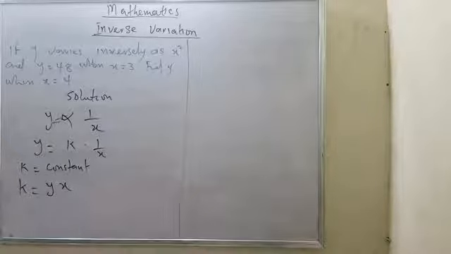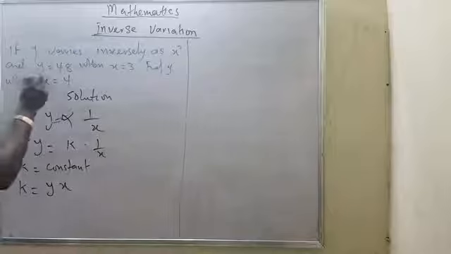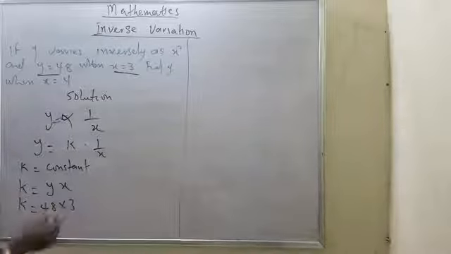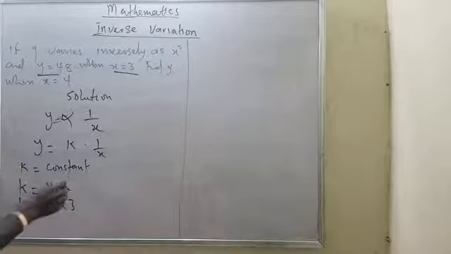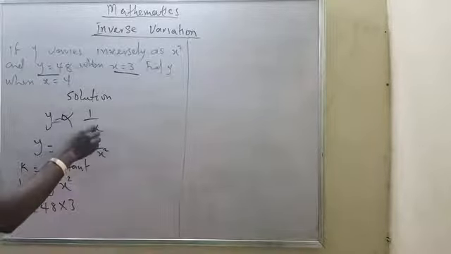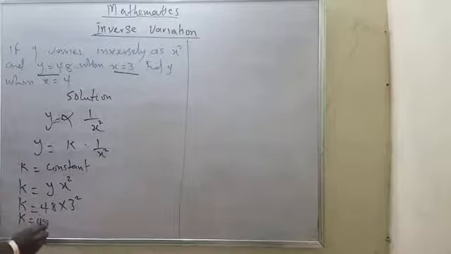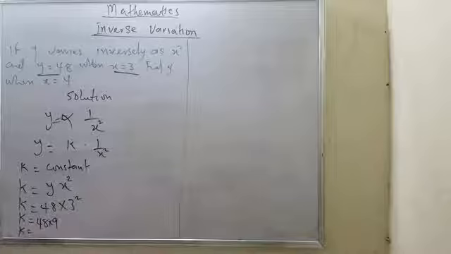My k equals, now we have been given the values of x and y. It means my k will be equal to 48 multiplied by 3, sorry, we're talking about squares. There is a square here, because x is carrying a square. So I'll be having 3 squared, which is 9. So k equals 48 multiplied by 9. My k equals 432. That is my k.